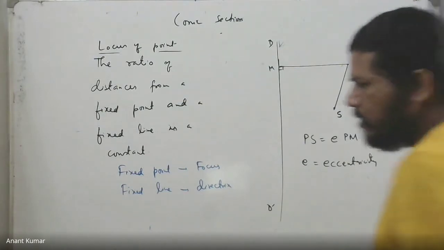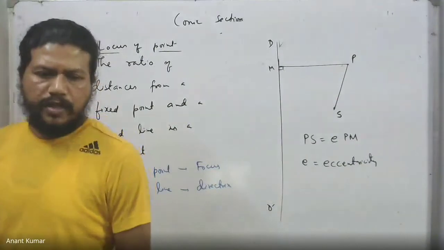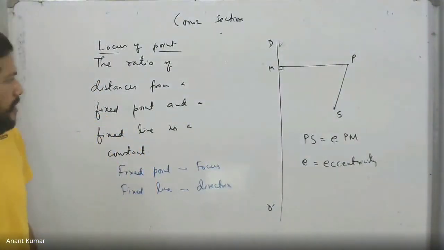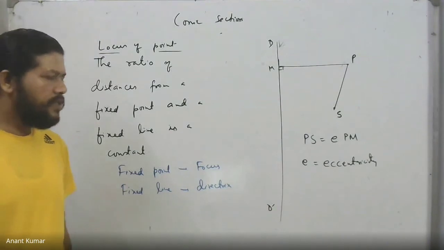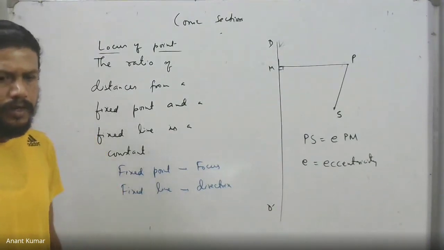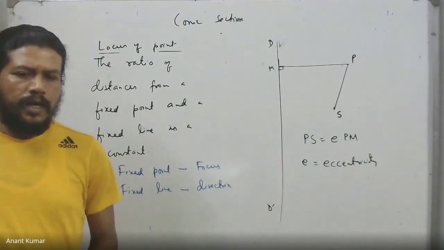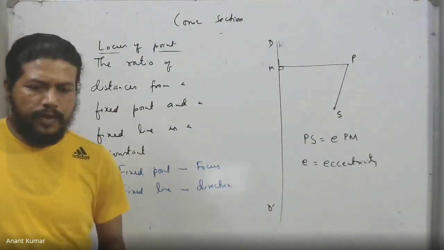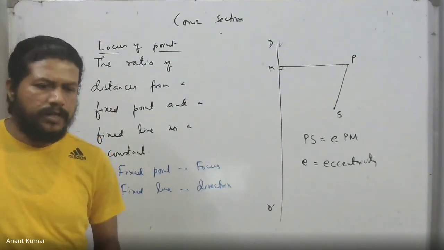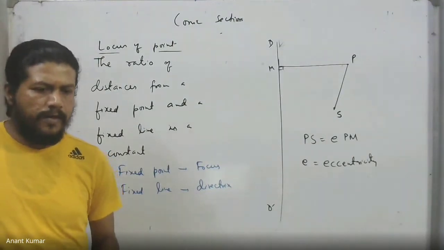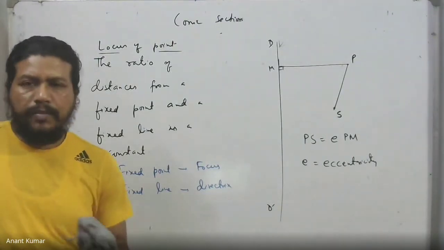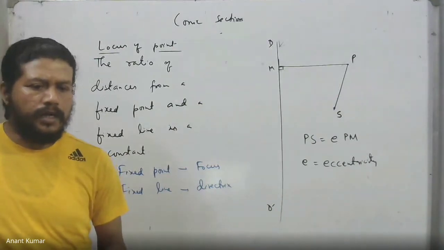And it turns out, depending on the eccentricity, the conic section can be classified as a parabola for E equal to 1. The conic section is a parabola if E is equal to 1. It is an ellipse if the eccentricity is positive but less than 1. And it's a hyperbola if E is more than 1. If E becomes 0, you can think of it like a circle.